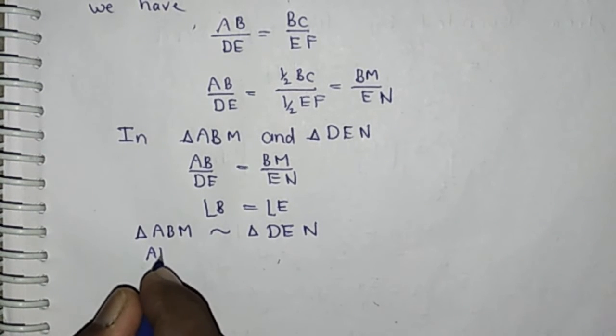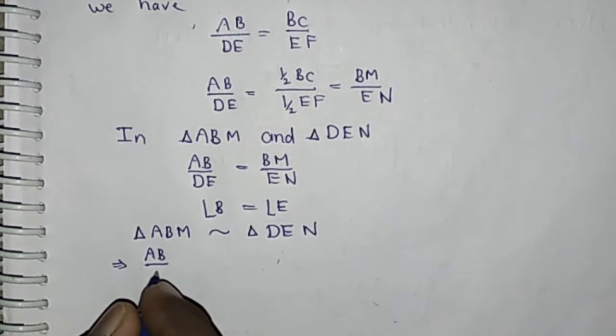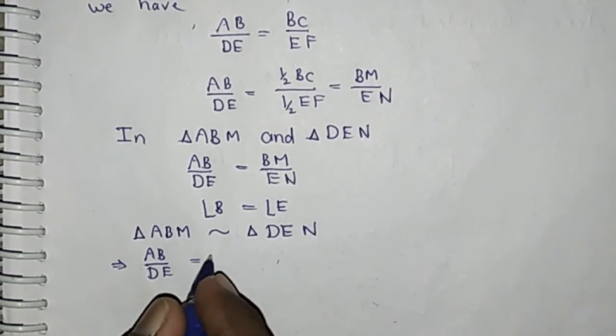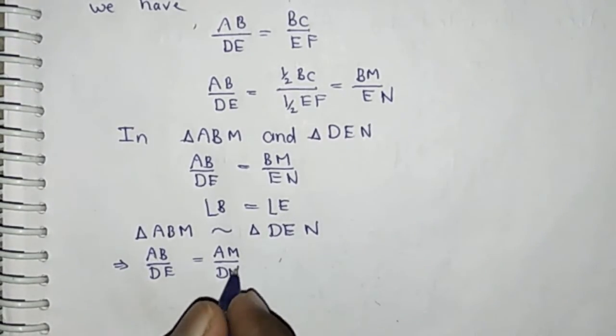Then corresponding sides of triangle ABM and DEN are proportional. AB by DE is equal to AM by DN.